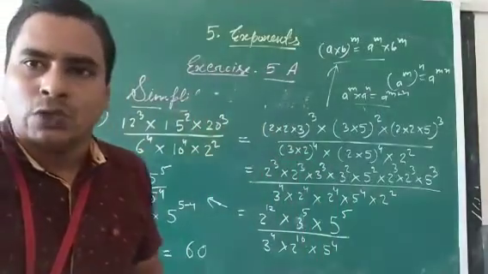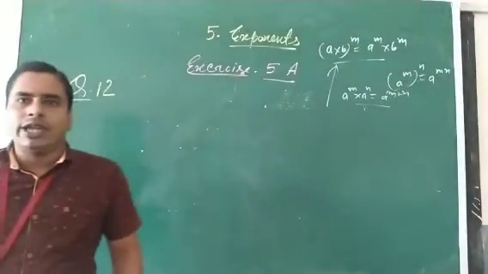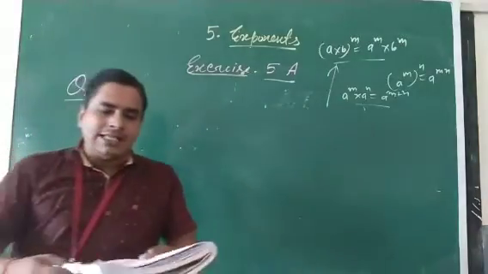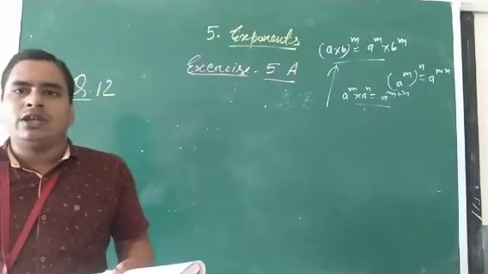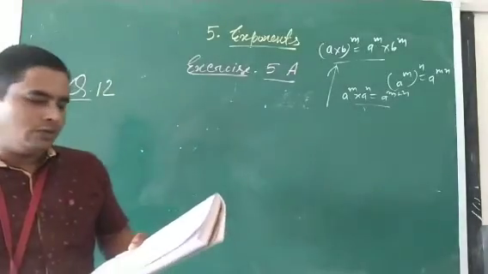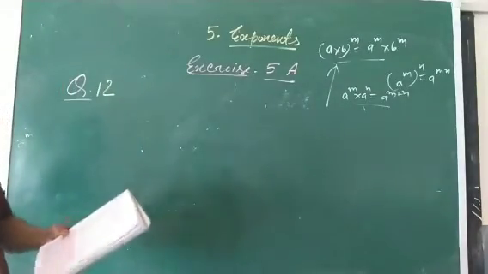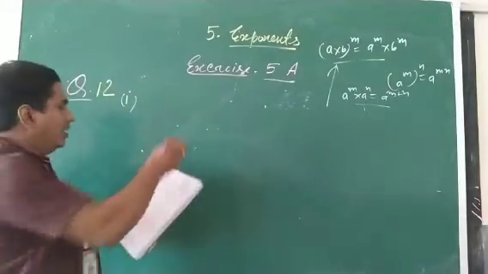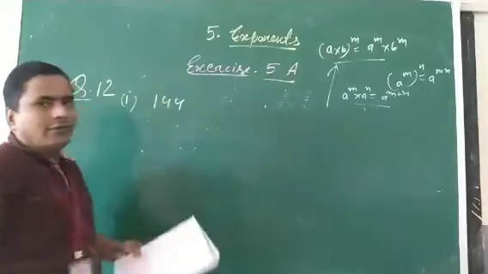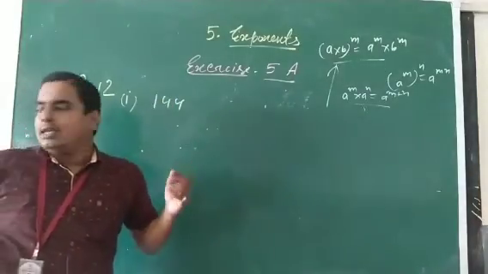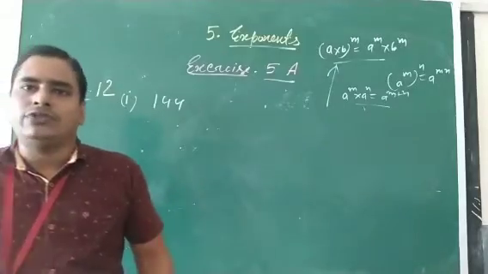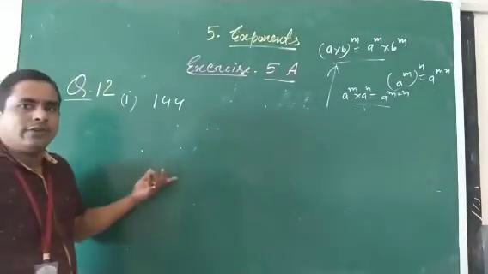Question number 12. Write each of the following either as a square or the cube of a natural number. Again here we will discuss two questions, first and fifth. So the first question is given 144. So write this as a square or a cube of a natural number.